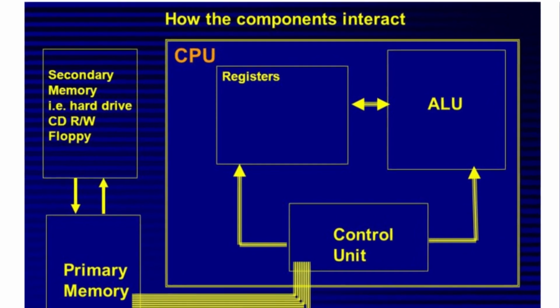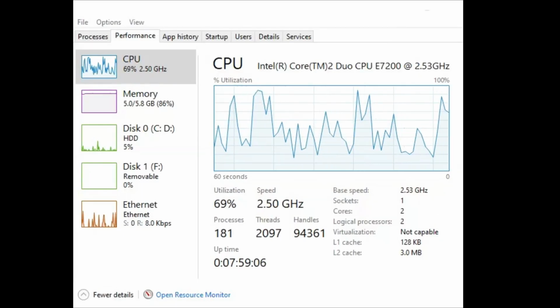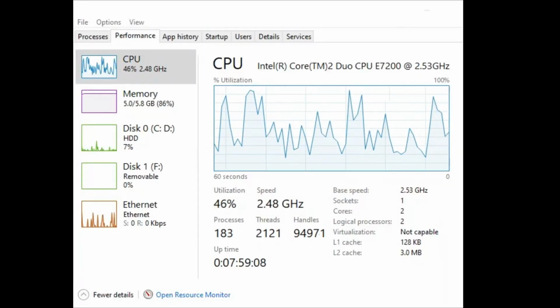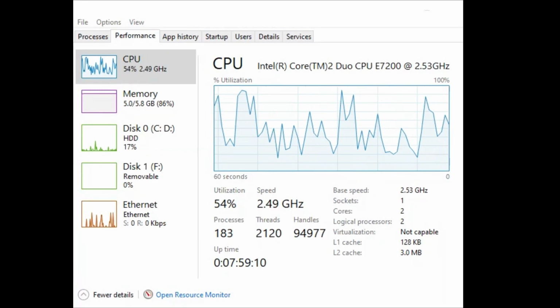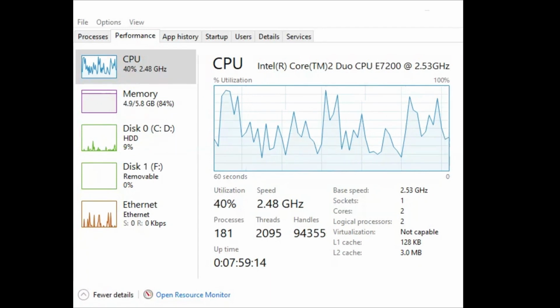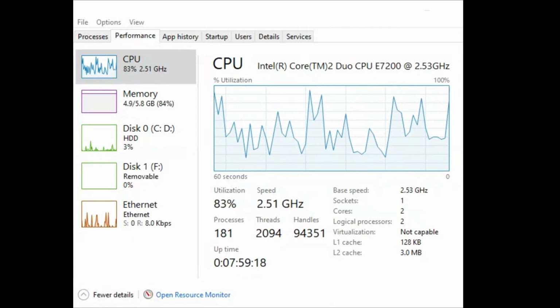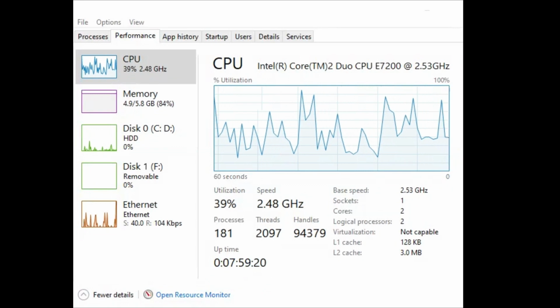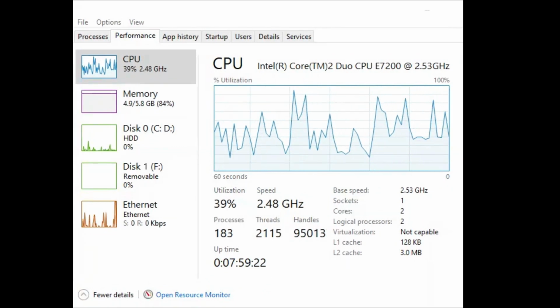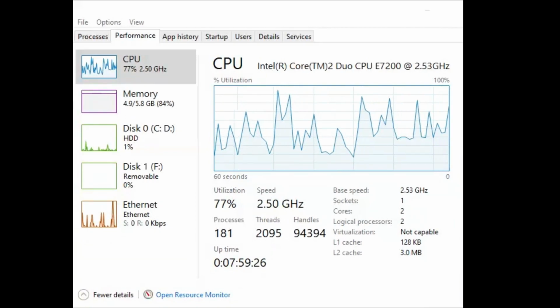The performance of a CPU is often measured in terms of clock speed, which is the number of clock cycles per second that the CPU can execute. CPUs with higher clock speeds can execute more instructions per second, resulting in faster performance. However, there are many other factors that can affect CPU performance, such as the number of cores, cache size, and architecture.